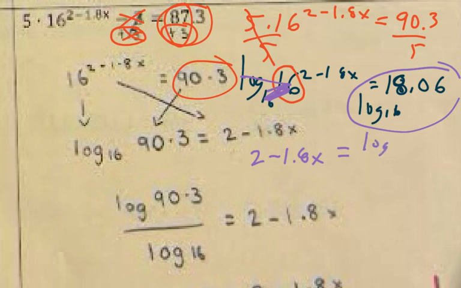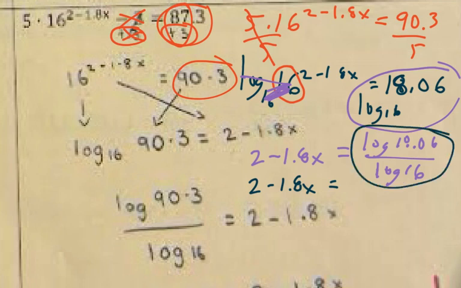Now you're going to use change of base, right? You're going to do the log of 18.06 divided by the log of 16. So 2 minus 1.8x is going to equal, and I had to do this on my calculator. Sorry, I don't have my regular calculator. I'm actually using my phone. But we end up getting 1.04368.